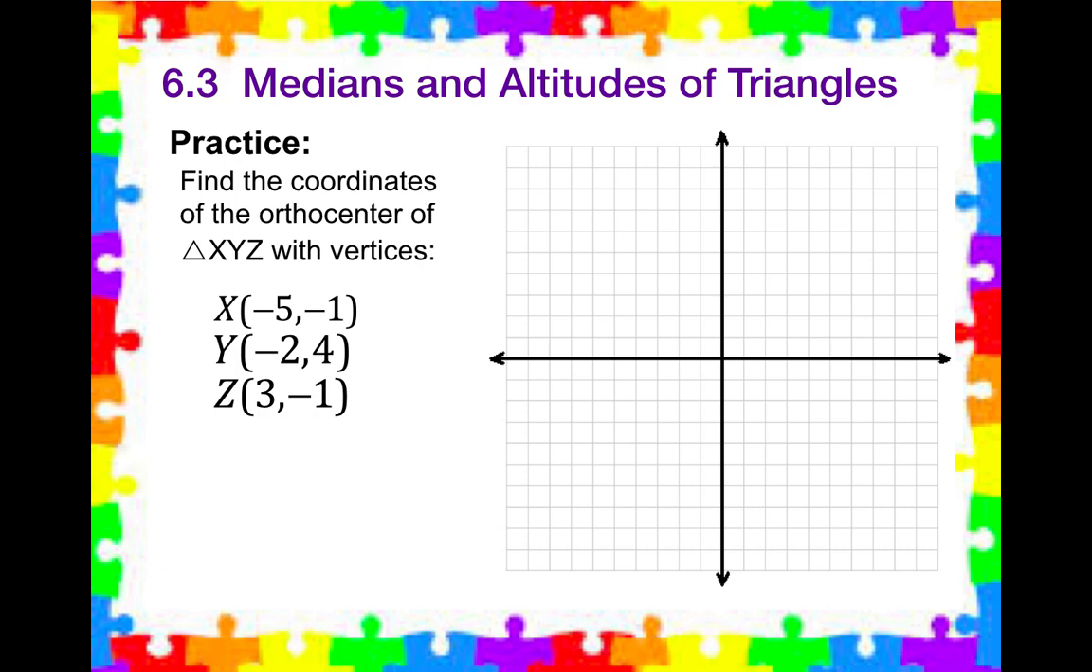So I have X, which is (-5, 3), then (4, 5)... (-1, -2)... (4), that's Y, and then Z is (3, 1), or (-1). So if I connect these up, I get something that looks like that.